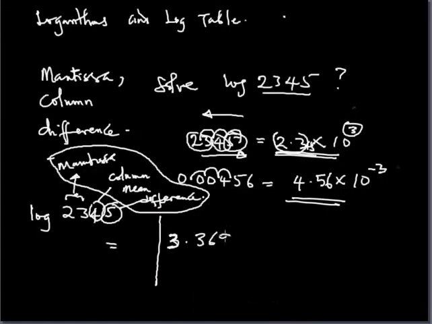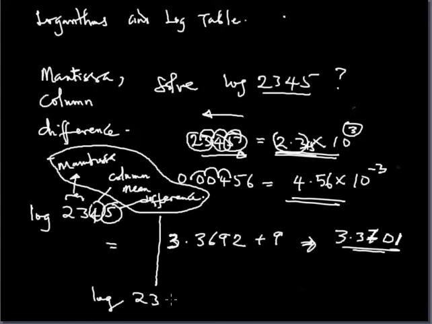3692 plus 9 is going to give us 3701. So if you are reading the log table, this is what we are going to get: log 2345 is going to give us 3.3701.